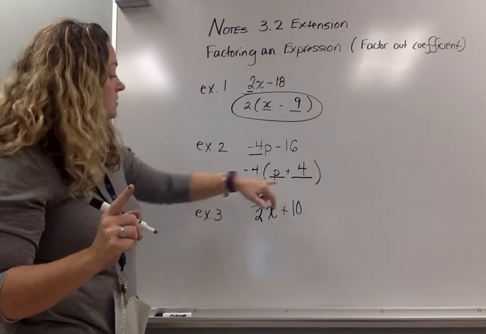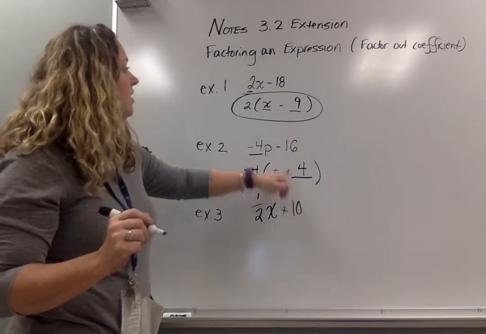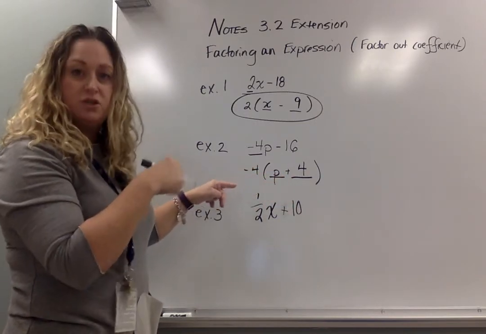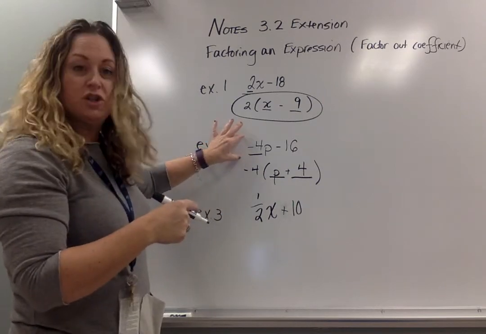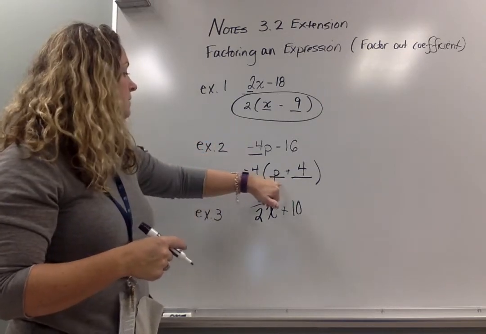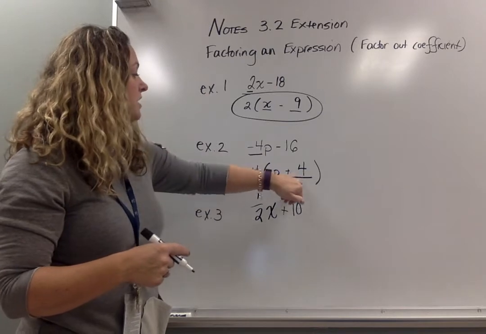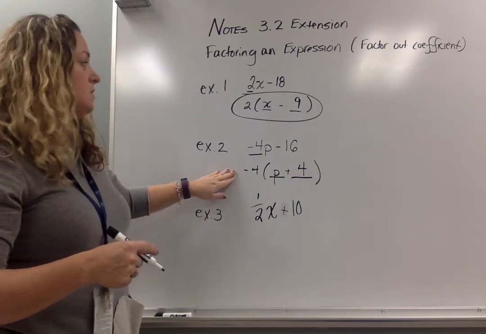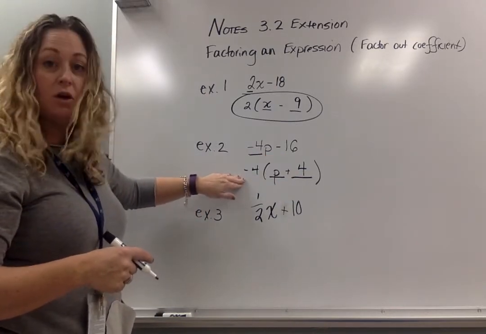One of the tricky things is you got to pay attention to the variables here, and then you actually have to do the distributive property to check to see if you get the original expression. So negative 4 times p is negative 4p. Negative 4 times 4 is negative 16. So that is now factoring out the coefficient.